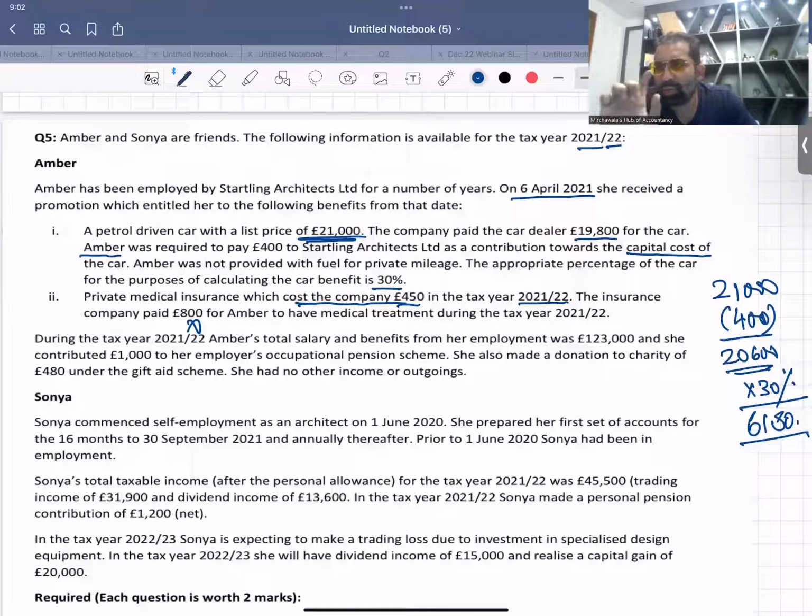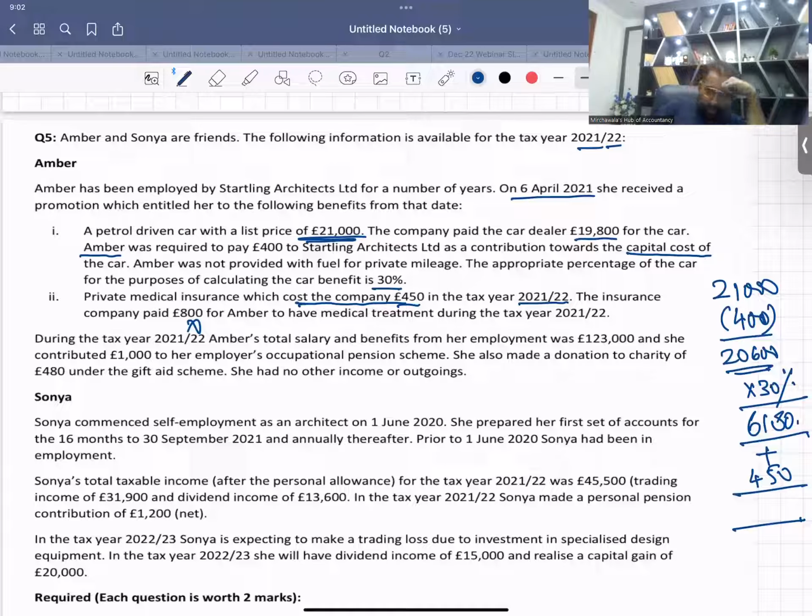Also, if you read the law, it is clearly written: medical insurance is taxable, at cost to employer. So yes, 6180 is one benefit and 450 is the other benefit. These two are your taxable benefits till now.